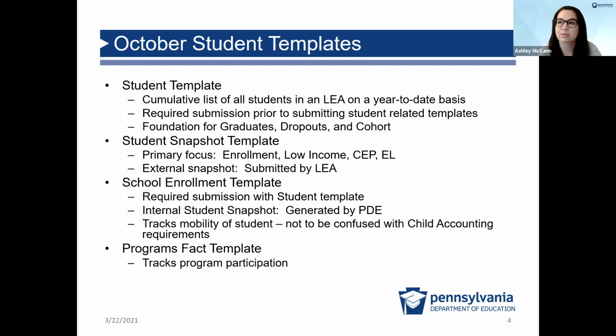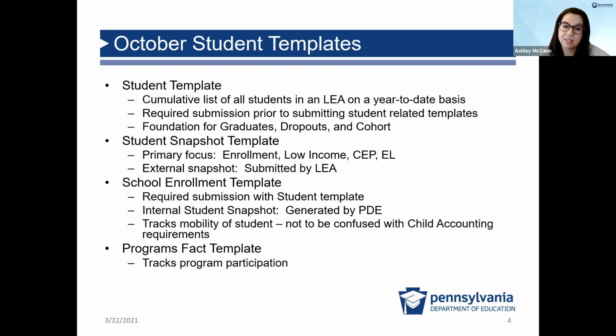So what are the October student templates? So there's the student template, which is a cumulative list of all students in your LEA on a year-to-date basis. It's required for all student-related submissions. It's the basis for a lot of information, a lot of collections. It's the foundation for graduates, dropouts, and cohort.